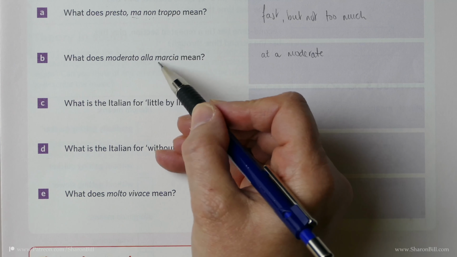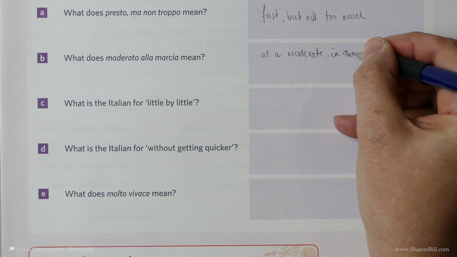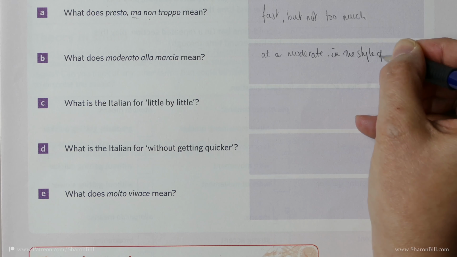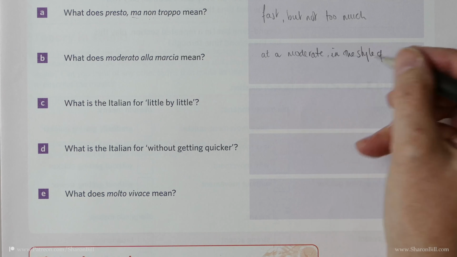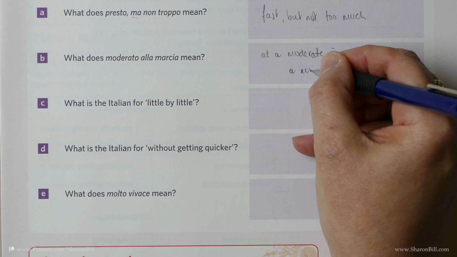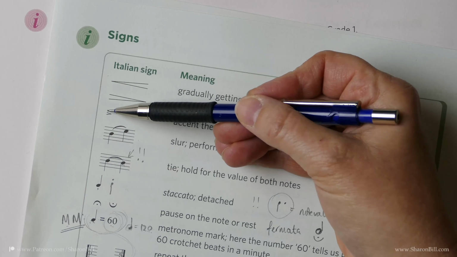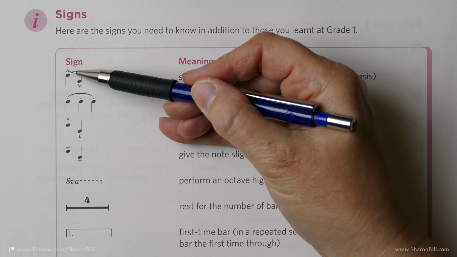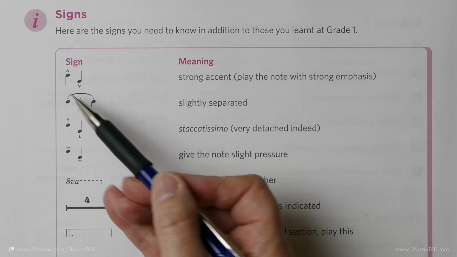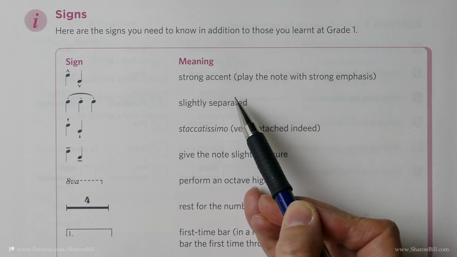Now, alla is kind of in the style of. And then marcia here, that's not hard to guess. It's in the style of a march. In Grade 1, we saw the accent, this little sideways arrow, and now it's tipped upside down and slightly italicised. But you can see the similarity, and that's a stronger accent.